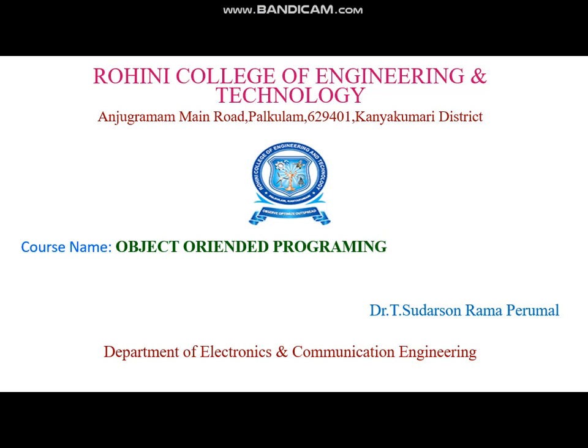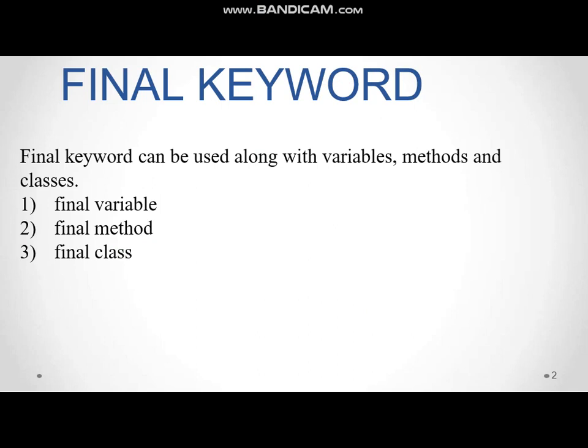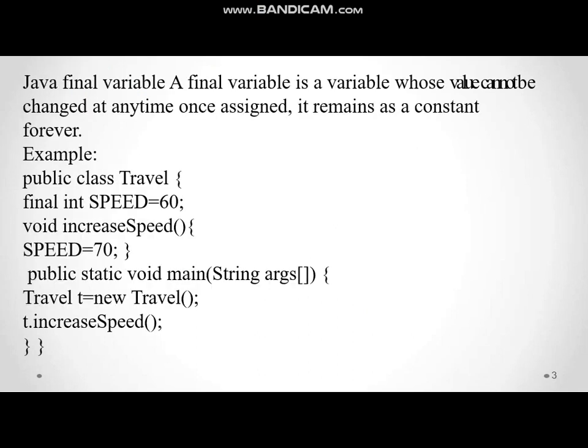Today we are going to see about the topic in object-oriented programming. Here we are going to see about the final keyword. The final keyword can be used along with variables, methods and classes: final variables, final methods and final classes.